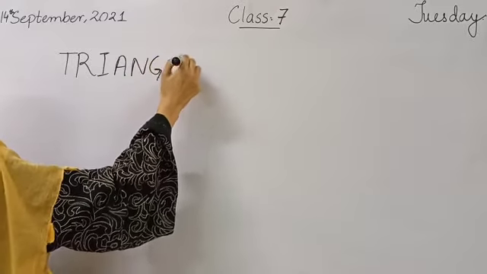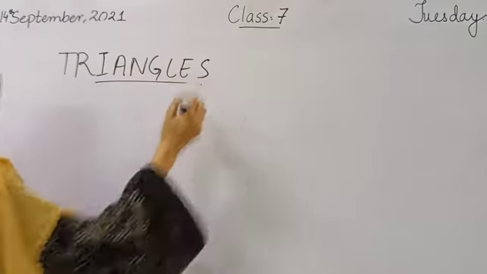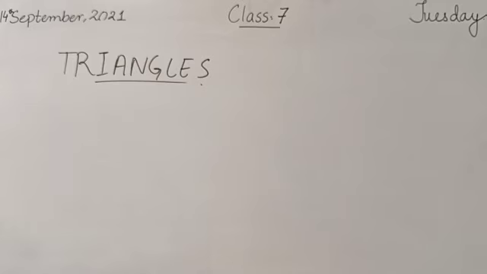Let's recall the concept of triangles. What is a triangle? A triangle is a three-sided shape having three angles. Any shape having three sides and three angles, that shape is known as a triangle. But the shape must be closed. Okay?